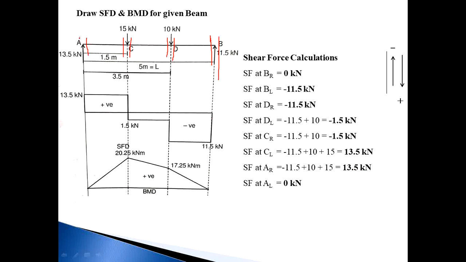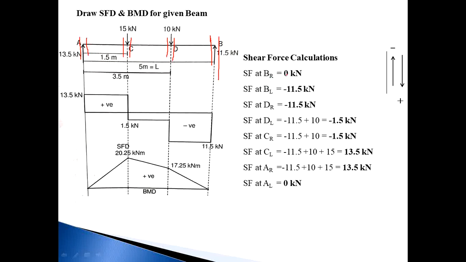And once again consider the left side of the section, considering the right side of the section. The total number of forces is now 4: RB, 10, 15 and RA. So the value becomes 0. So one checkpoint is here: we start from 0 and the end is 0.